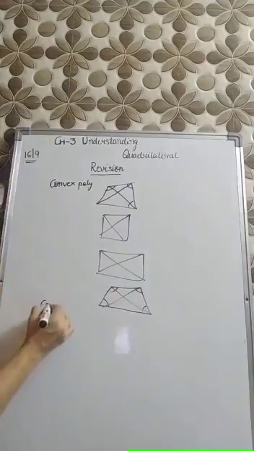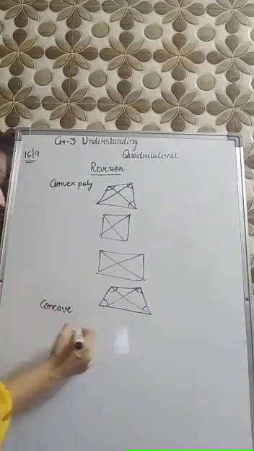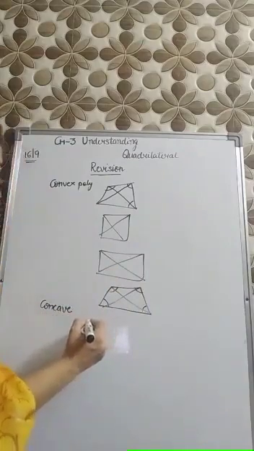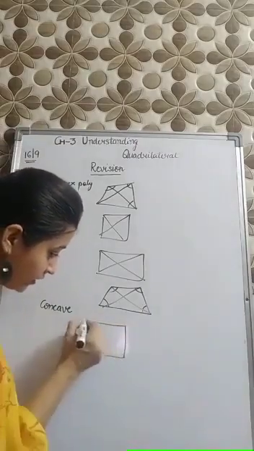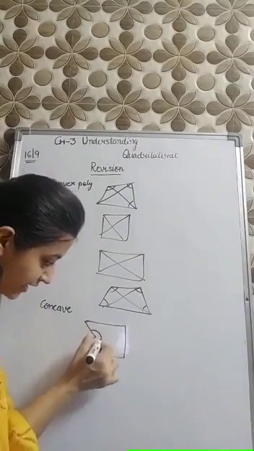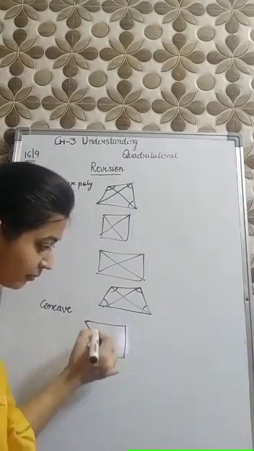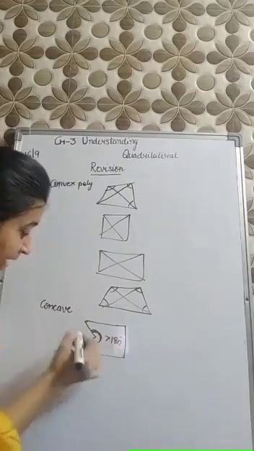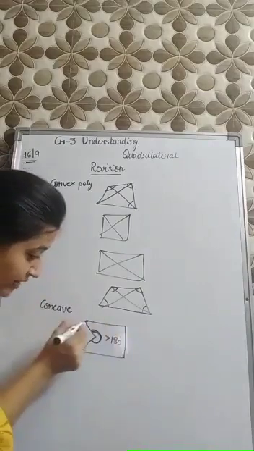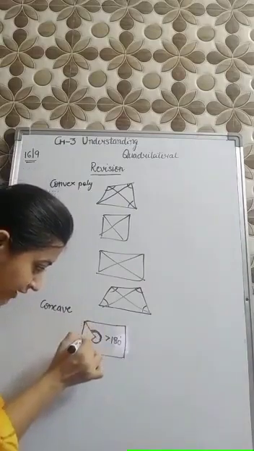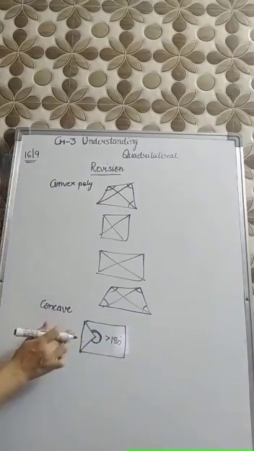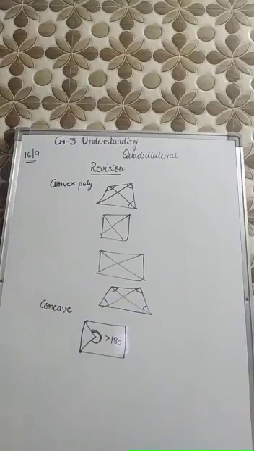And the next is concave polygon. A concave polygon is a polygon whose one of the angles is more than 180. Suppose I am drawing this figure. This I have drawn. So this interior angle is more than 180 degrees. And if you join this vertex with this non-consecutive vertex, the diagonal that you are getting will lie outside the figure. So that's why this figure is called a concave polygon.